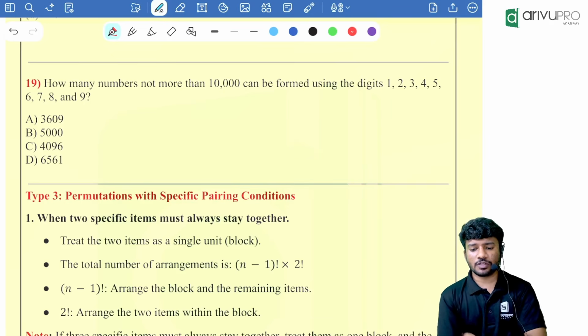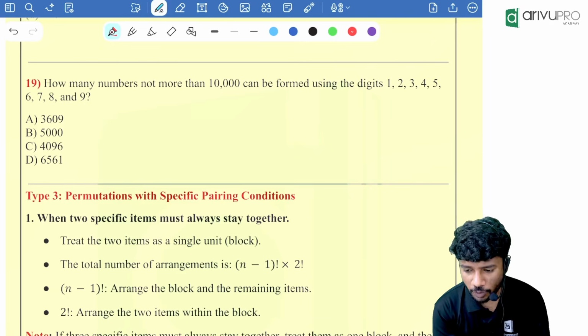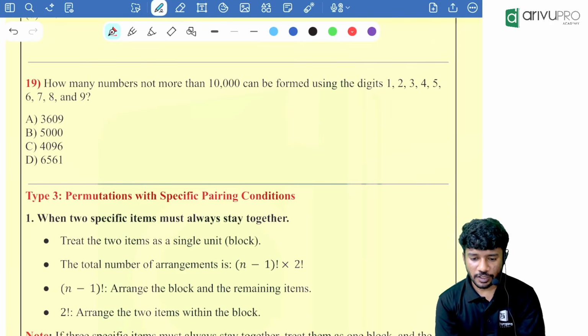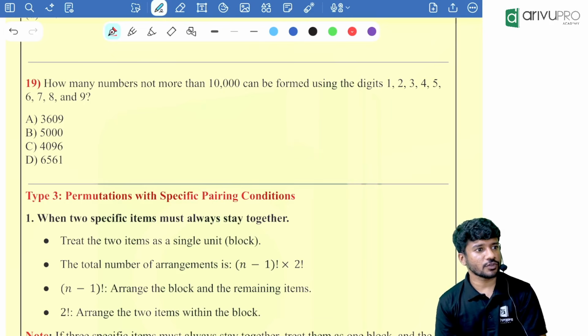How many numbers not more than 10,000 can be formed using the digits 1, 2, 3, 4, 5, 6, 7, 8, 9? Very good question.